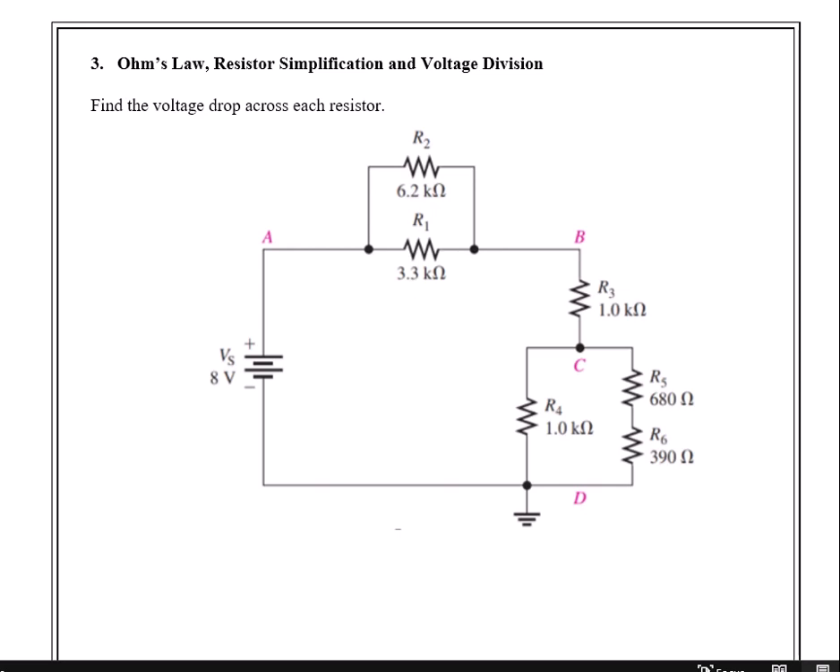I apologize, for current and voltage division, you can't use more than 2 resistors, right? Right. You want to do two at a time.